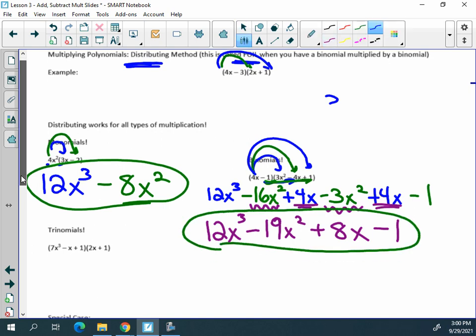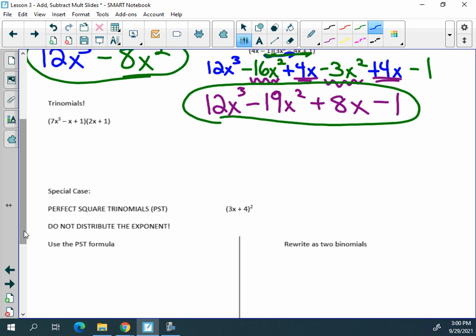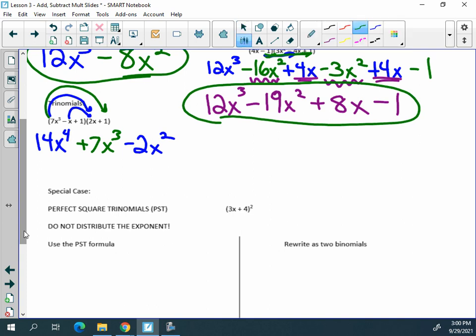And then we got one more problem here. So we have 7x cubed times 2x, that's 14x to the 4th, followed by 7x cubed times 1, that's 7x cubed. And then -x times 2x is -2x squared. And then -x times 1 is -x. Now just distribute the 1. 1 times 2x is 2x. And 1 times 1 is 1.